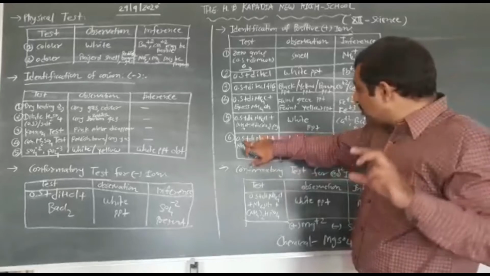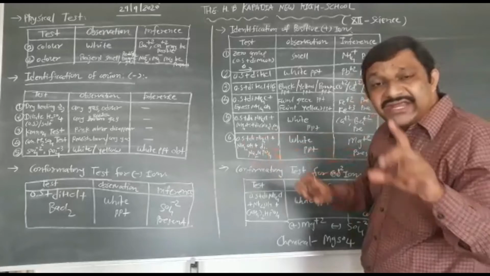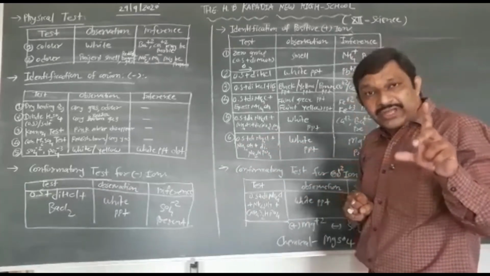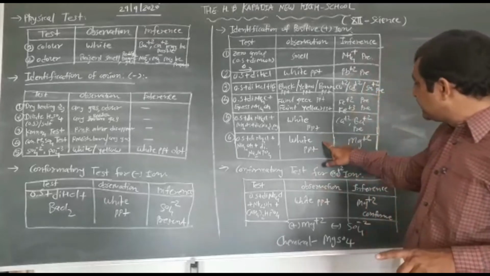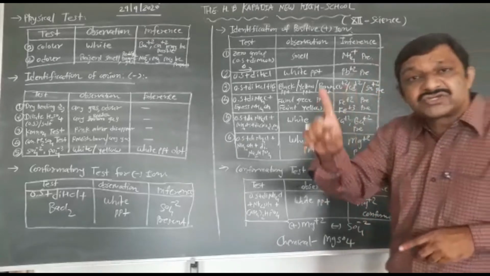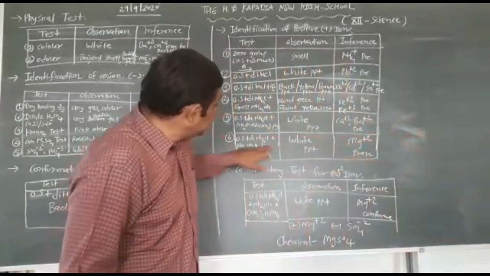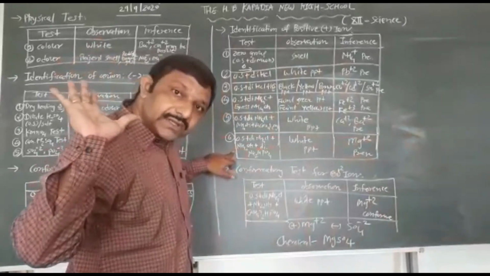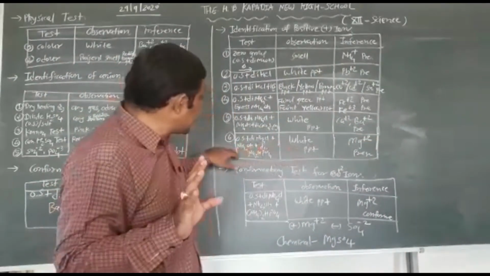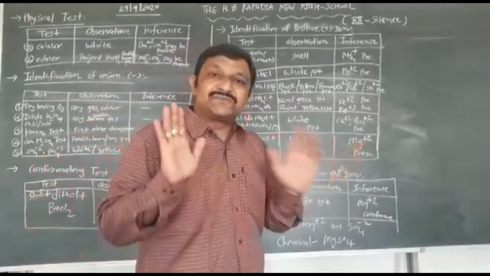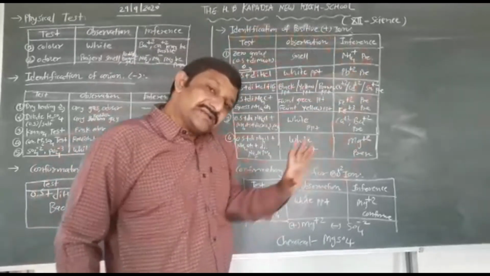But in the last group, you take original solution plus dilute NH4Cl plus dilute NH4OH plus dilute Na2HPO4. When you add it, you will get white precipitates. So Mg2+ is present here, as white precipitates in the last group. So Mg2+ is present in your test. Here is the identification of positive ion.